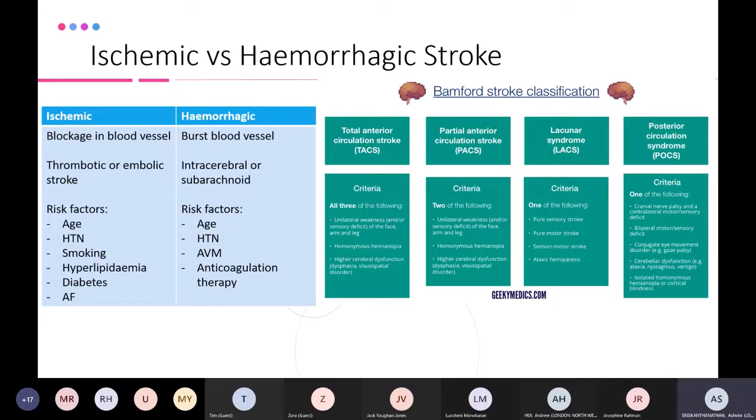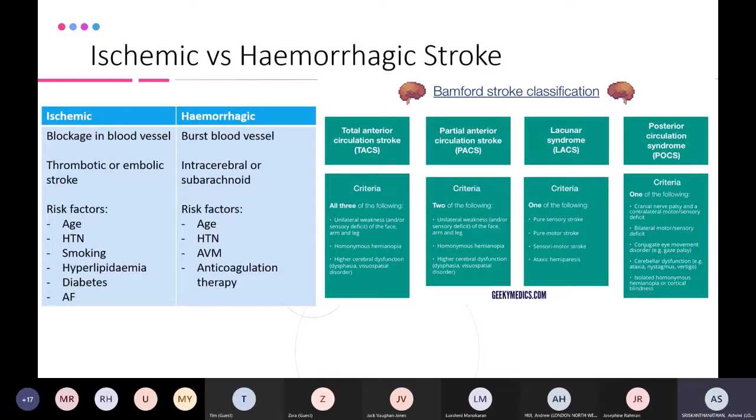And then just to quickly go over differences between ischemic and hemorrhagic. Ischemic is where you get the blockage of the vessel, whereas hemorrhagic is where your blood vessel actually bursts. One of the common causes for hemorrhagic strokes is usually something like an aneurysm.